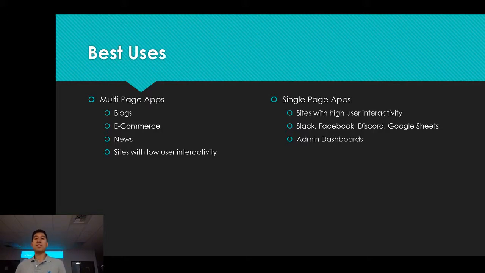For single-page applications, we're talking about sites that have high user interactivity. So stuff like Slack, Facebook, Discord, Google Sheets, or anything else where the end user is clicking and doing a whole bunch of different operations with the application. That's where having a single-page app really shines.